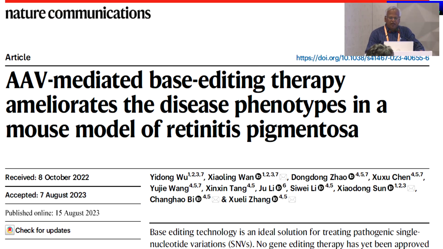And now I think people are using adeno-mediated base editing, as I told you, the gene editing. In this particular paper, a very, very recent paper from Nature Communications, long story short, they are targeting one particular RP gene. The same gene is causing human disease, and they are implementing it in a mouse model. They are correcting it, and they are getting better vision for the mouse. So that's what the paper is emphasizing.